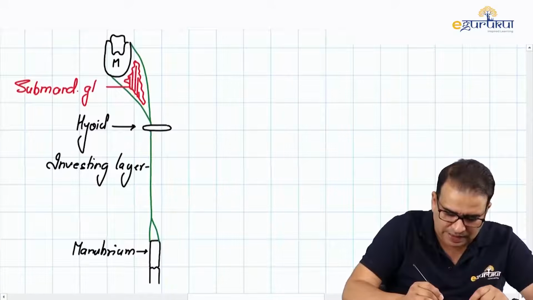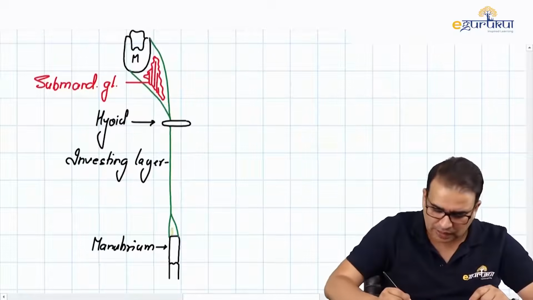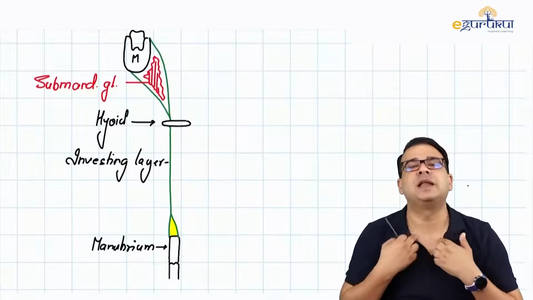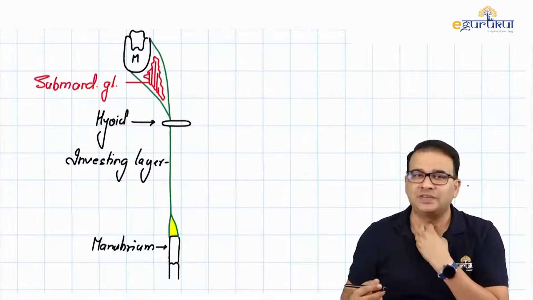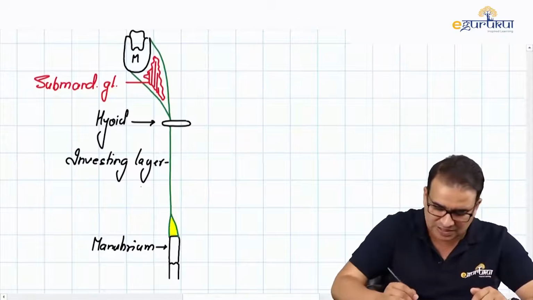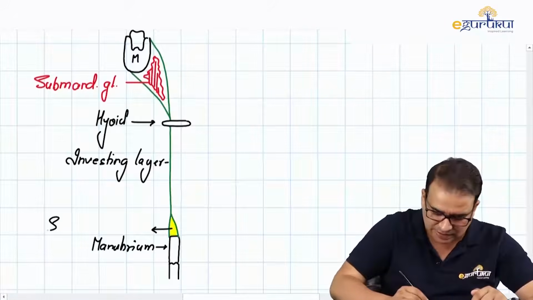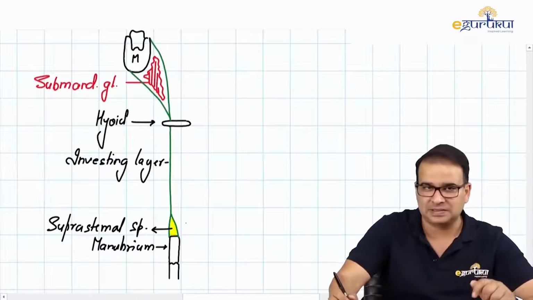That's the submandibular gland enclosed in the investing layer. And you can also see above the manubrium, it is enclosing a space here. So there's a space which is present here, above the manubrium in this region. That space, which is again enclosed by the investing layer, is called the suprasternal space, or you can even call it the space of Burns. Let me write the simpler term, that is suprasternal. This is called the suprasternal space.